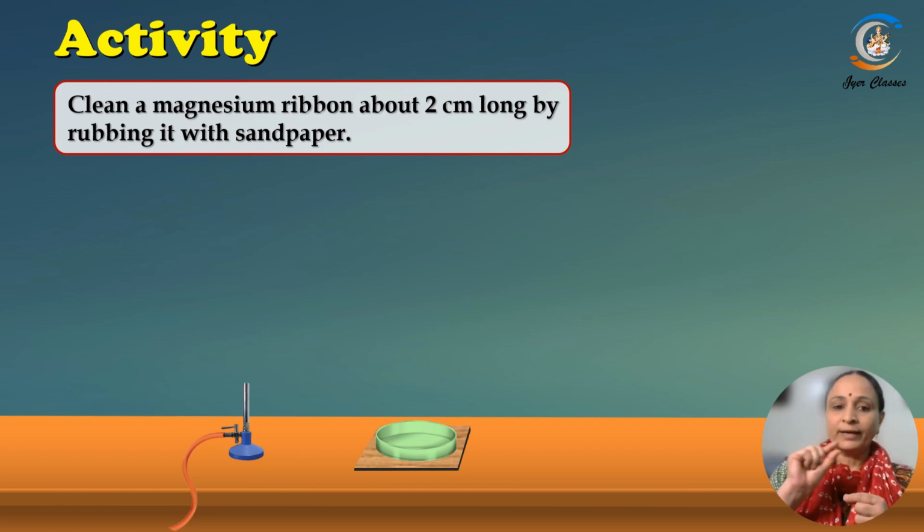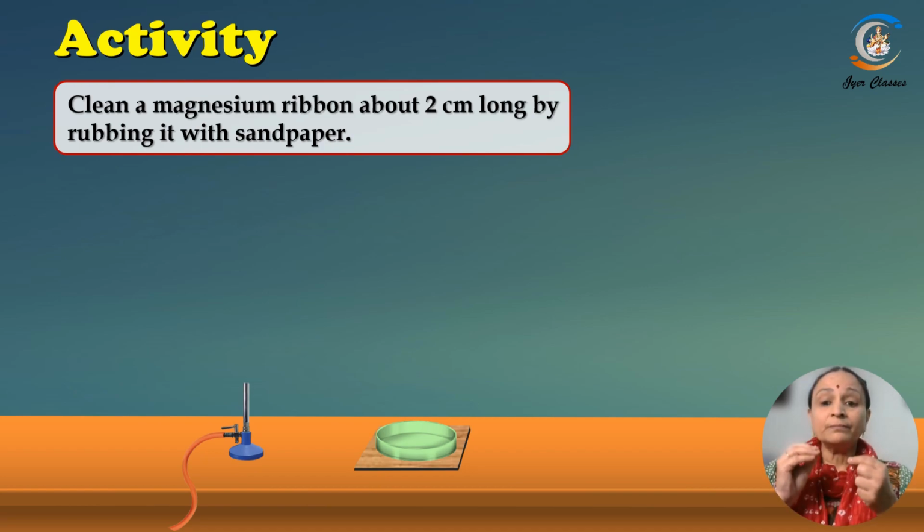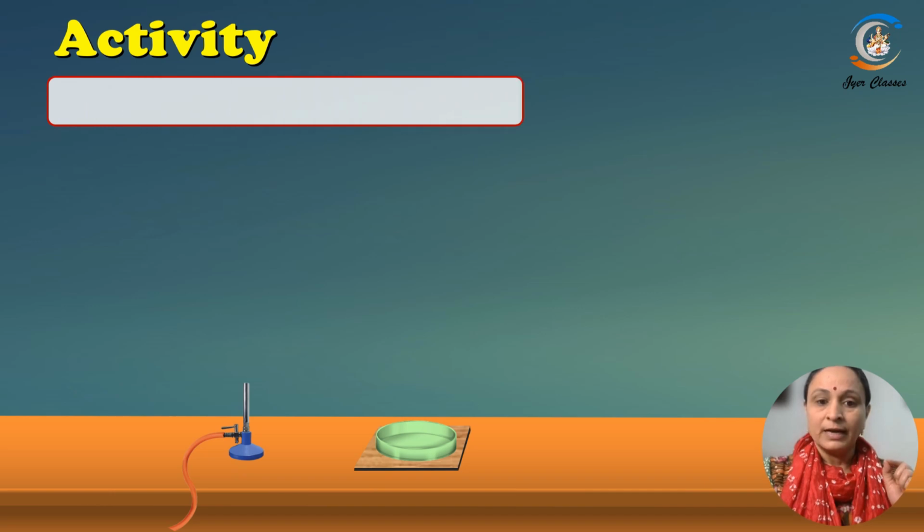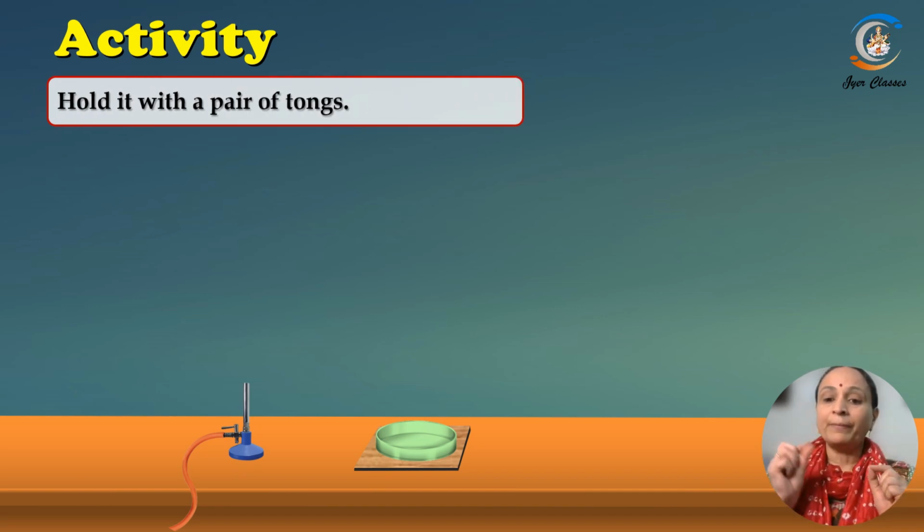Magnesium के ऊपर you get a coating of magnesium hydroxide and some carbonates and other things, because magnesium is a self-protecting metal. So you need to remove all the deposits, otherwise it will not burn. You take that 2 centimeters long piece and then hold it with a pair of tongs.